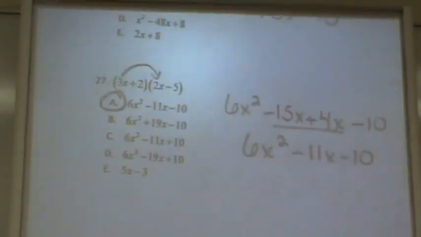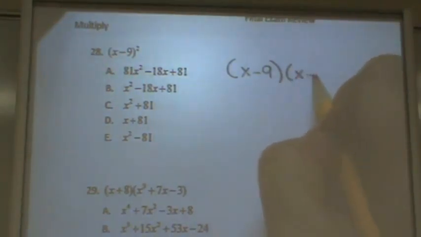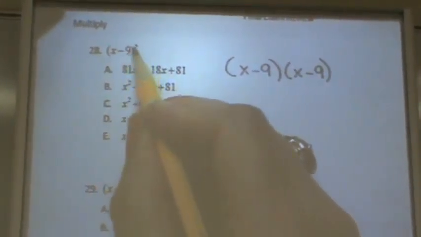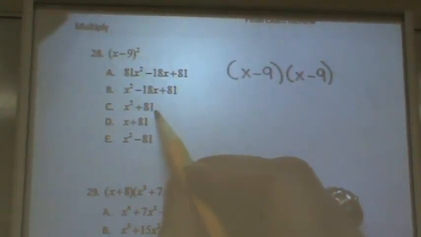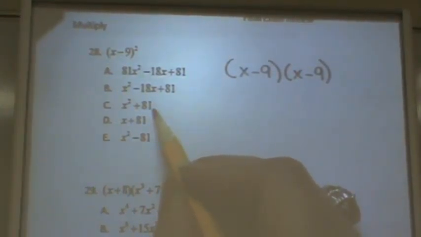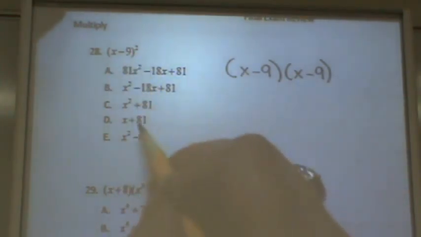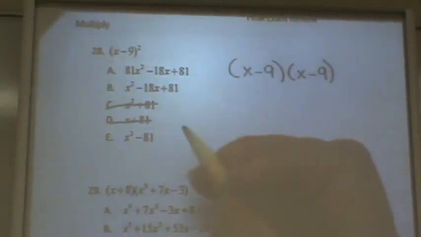Okay. We are on question 28. 28 is a binomial that's being squared. So it basically is x minus 9 times x minus 9. The common mistake students make is they want to square distribute this too. That is not correct. And they will put that answer as one of your options, as you'll see. C is that wrong answer. And a lot of students will want to do that. So that is not the correct answer, nor is x plus 81.